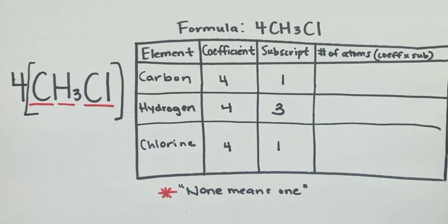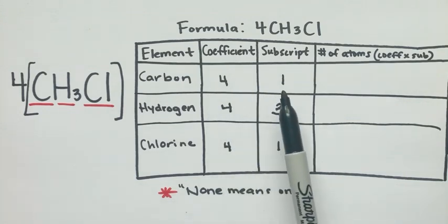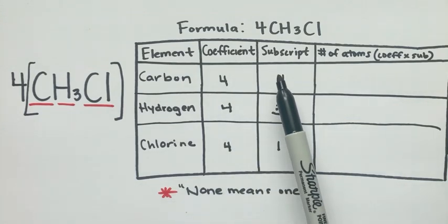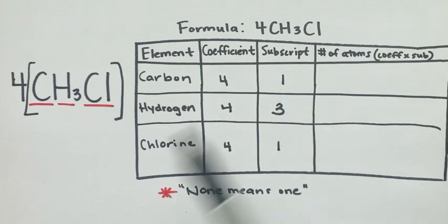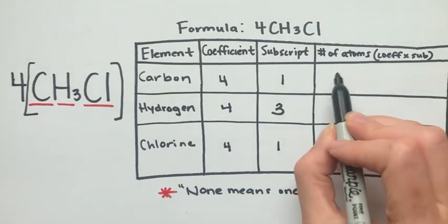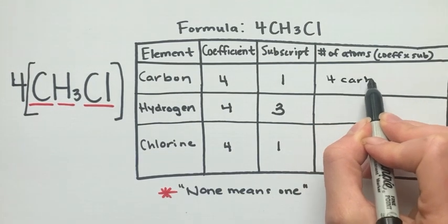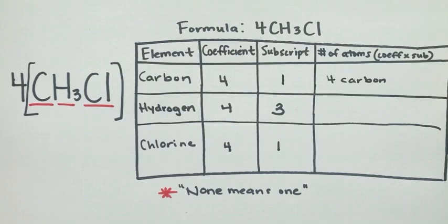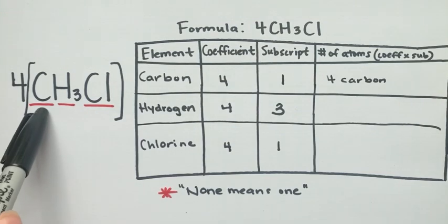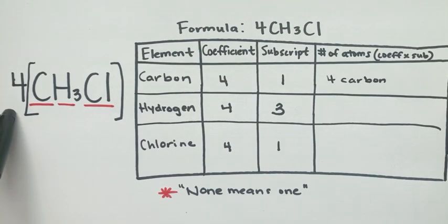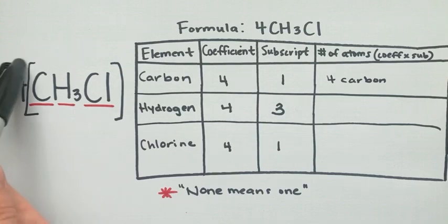This is another reason why setting up this graphic organizer is very helpful. So all you then have to do is take your coefficient, multiply it by your subscript to get the total number of atoms of that element present. So if I take 4 times 1, I know that there are 4 carbon atoms present. Let's go back and check ourselves. In one molecule, there's 1. If I have 4 molecules, that would tell me that I have 4 carbons altogether.